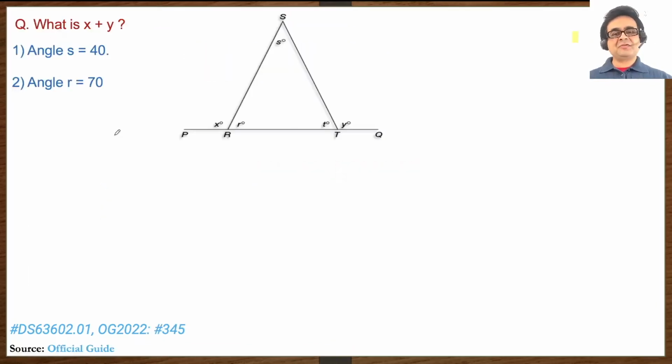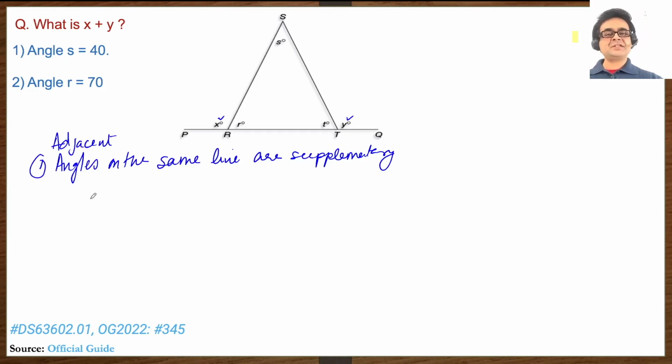So in the question, we are given this diagram and we are asked what is the value of x plus y, and you're going to apply one of these theorems to answer this question. So let me write down the theorems and the properties that you would use, and we'll go from there. The first theorem that you could use is that adjacent angles on the same line are supplementary, which means angle x plus angle r would be 180 degrees.